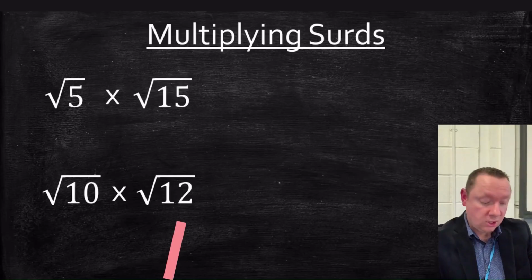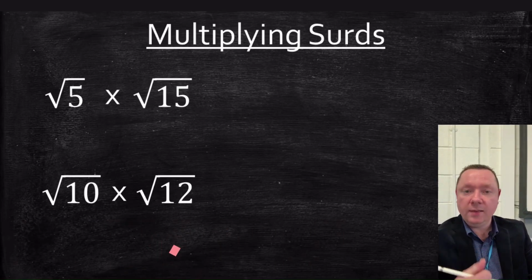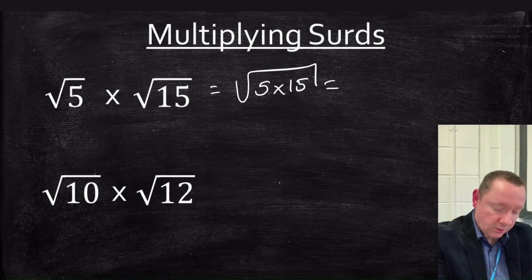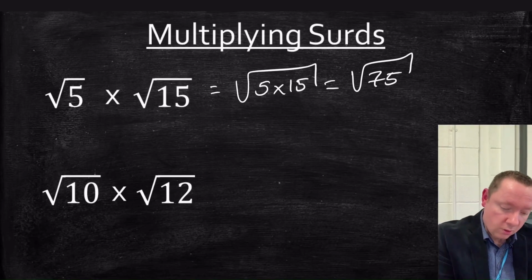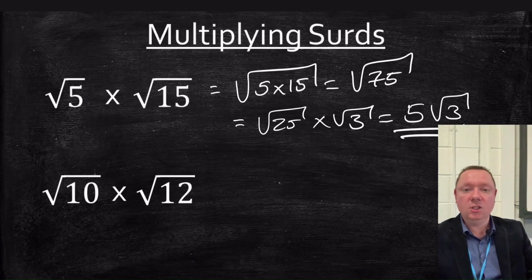In multiplying surds, so if you've got two numbers with a root and you want to times them together, you can just times the numbers that are under the root. So I can just do the square root of 5 times 15. That's the square root of 75. But if you can simplify it, you then simplify it. So square root of 75, well that's just 25 times 3. Square root of 25 is 5. So there we go, 5 root 3 is our final answer.